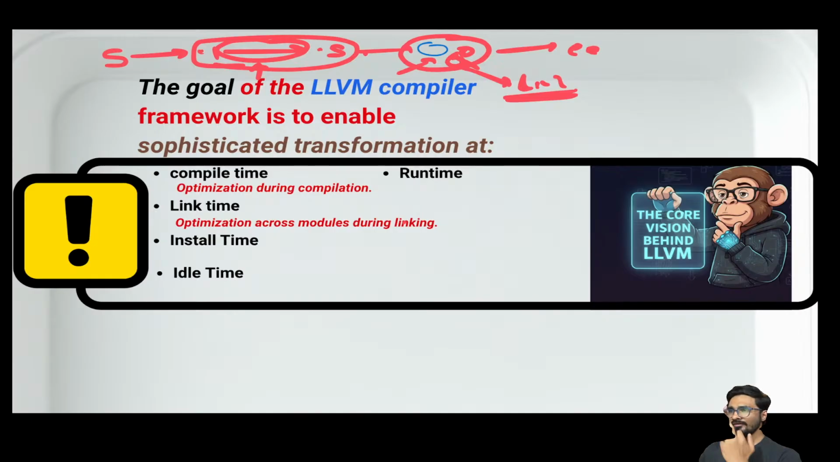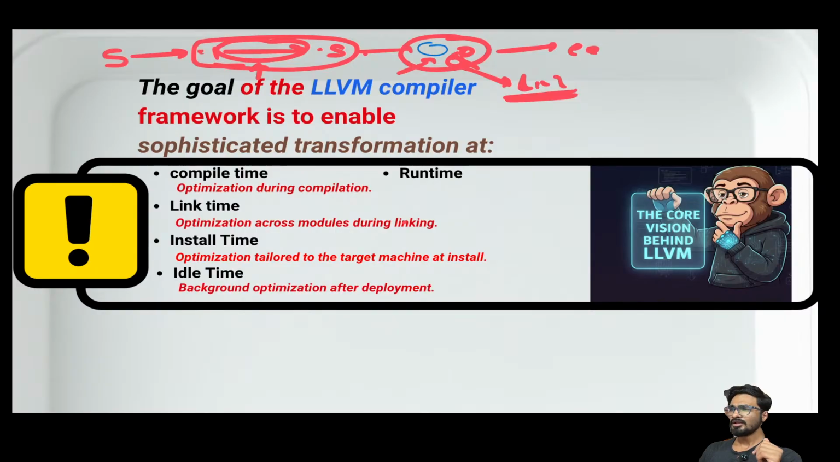And then install time, what does it mean? Optimization tailored to the target machine at install time. When we are installing the software, we also try to optimize during that time. Let us suppose we are running on different hardware; during installation we can ignore some of the modules and we can reuse different modules. So we can also optimize at install time.